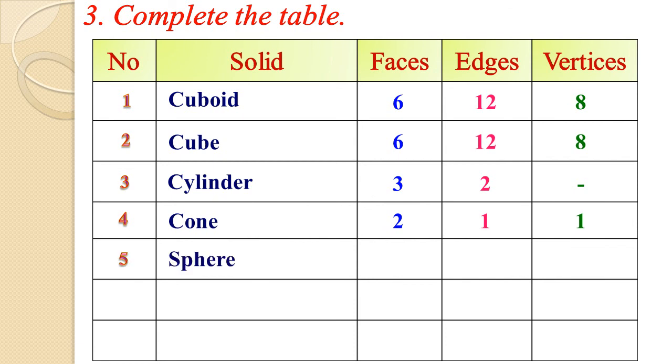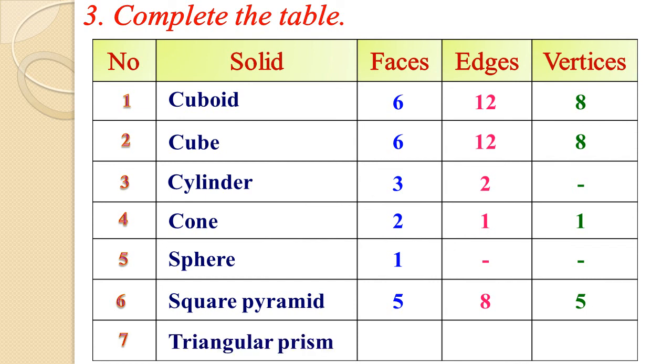Fifth one, sphere. So it has 1 face and no edge and no vertex. And square pyramid. So it has 5 faces, 8 edges and 5 vertices. Seventh one, triangular prism. So it has 5 faces, 9 edges and 6 vertices.